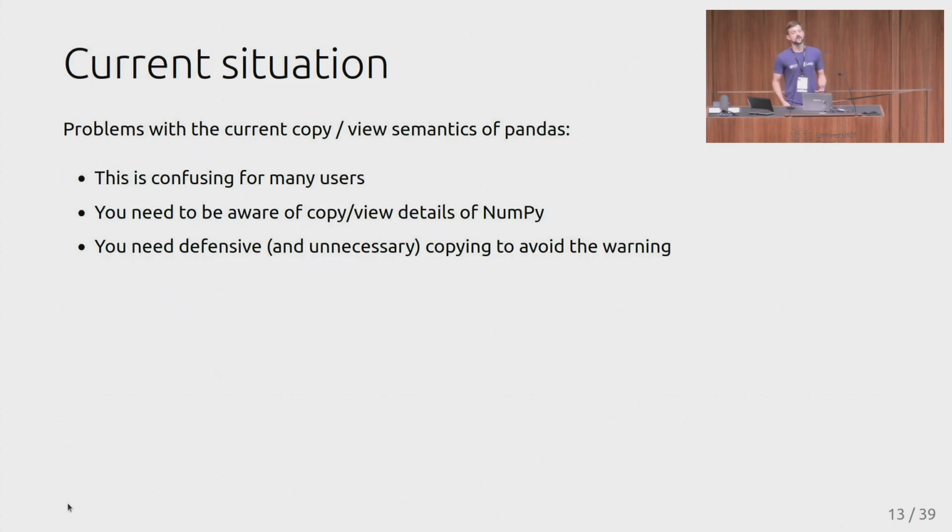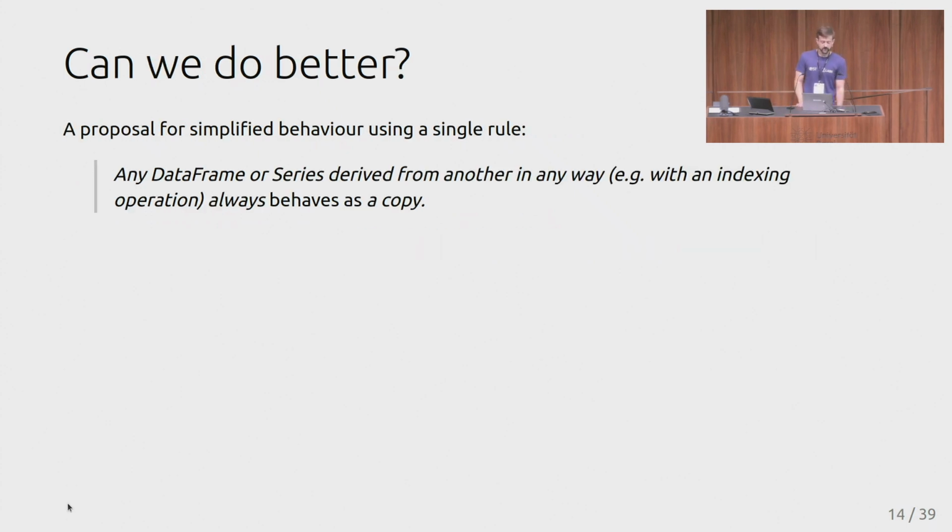So there's a number of current issues with this, and the first is that it's very confusing to users. You'll see many Stack Overflow posts, blogs, and articles written about how to handle this SettingWithCopy warning in Pandas. The second is that to really understand whether you're working with a view or a copy, you actually also need to know the copy and view details that are down in NumPy as well. And the third we already mentioned is that you have to do these defensive and unnecessary copyings to get rid of the warning. So the question then is, can we do better?